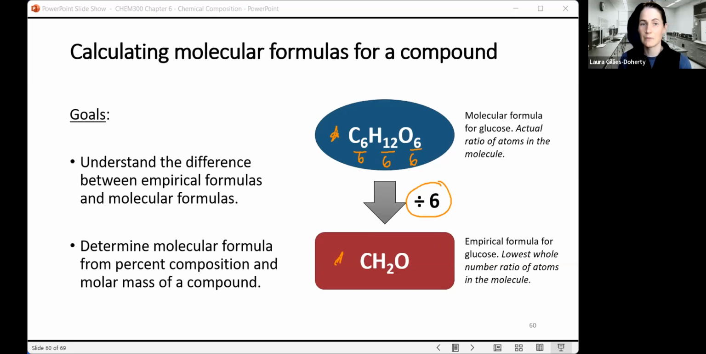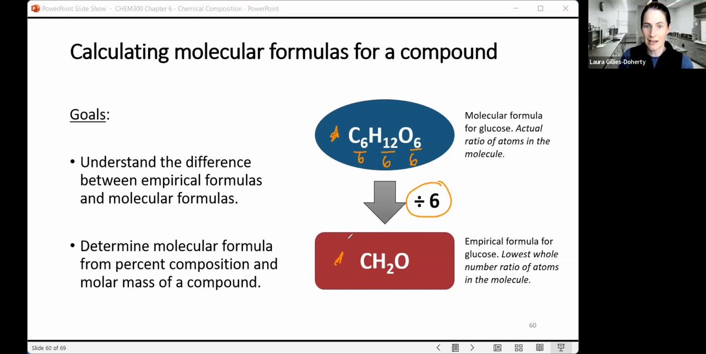So a difference between molecular formulas and empirical formulas is that the empirical formula is the lowest whole number ratio of atoms in a compound. But molecular formulas may not necessarily be the lowest whole number ratio. This is the actual ratio of atoms in a compound, how it's actually found as a molecule out in nature.